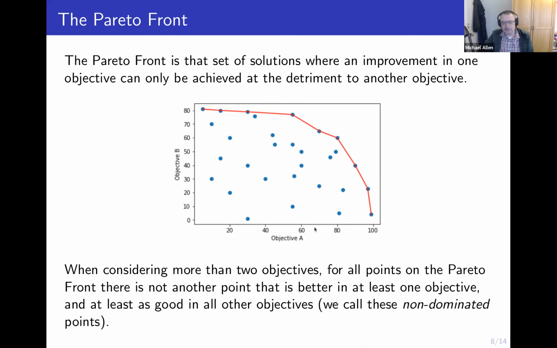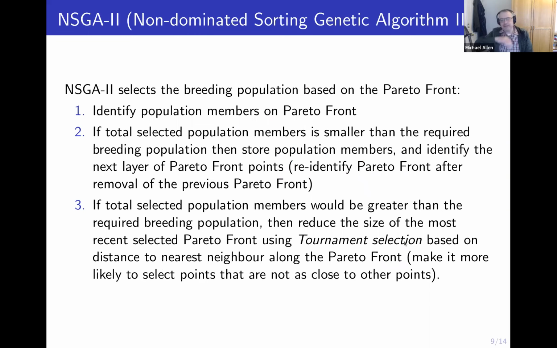And the other points are dominated. In those points, I can actually improve one of the objectives without harming the other one. So these are suboptimal, or what we call dominated points. It's a weird phrase, but it comes into the name of the algorithm we're going to use, which is NSGA2, non-dominated sorting genetic algorithm 2.